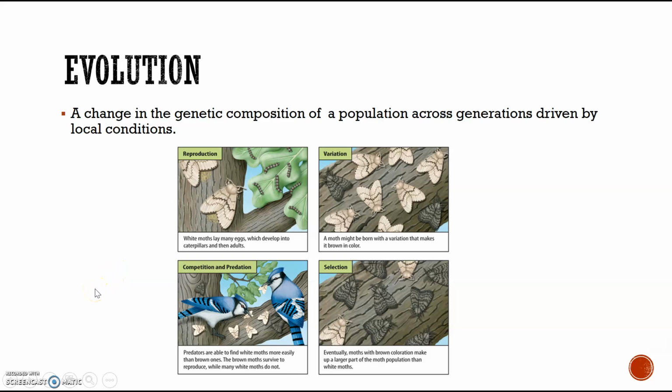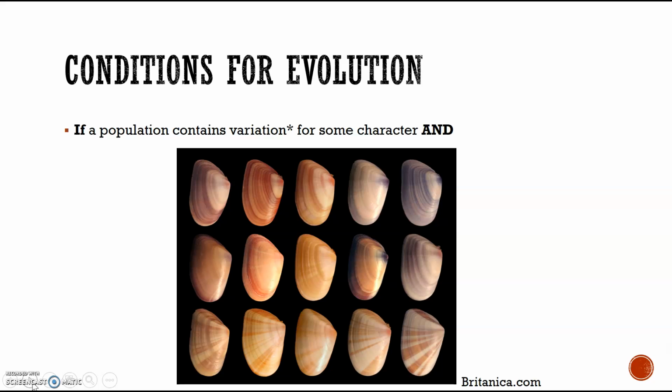So evolution, at its most basic, is a change in the genetic composition of a population across generations driven by the local conditions. There are a few conditions. If a population contains variation for some character, and that variation comes from mutation or recombination, in this case we have all the same species of clam with a number of different color variations.